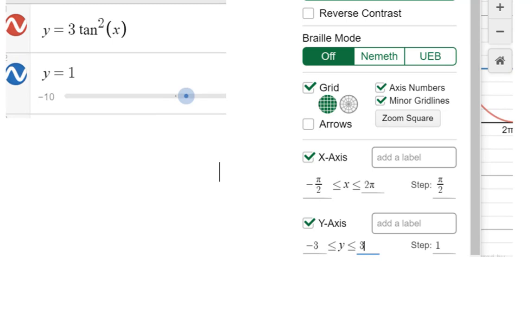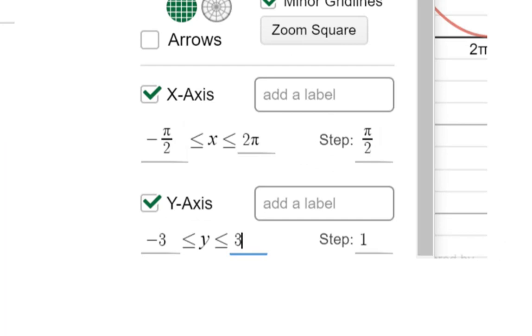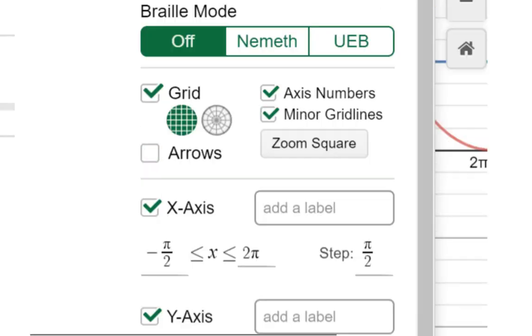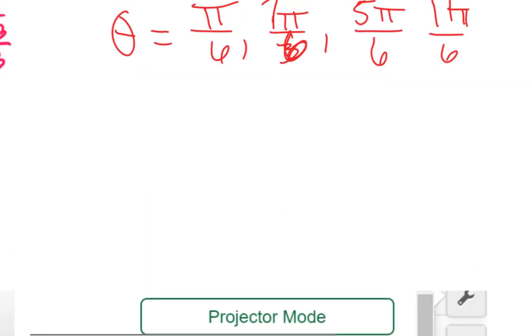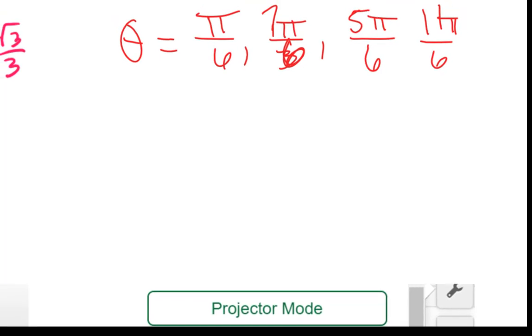Now the setup for your axes is shown right here. So go from negative pi over 2 to 2 pi and have that step interval just be pi over 2. And then the y-axis go from negative 3 to 3 with a step size of 1. So once you get your axis set up, then you'll be able to see what our solutions are. And we came up with, what did we have? We had pi over 6, 7 pi over 6, 5 pi over 6, and 11 pi over 6. So let's see what that looks like in Desmos.